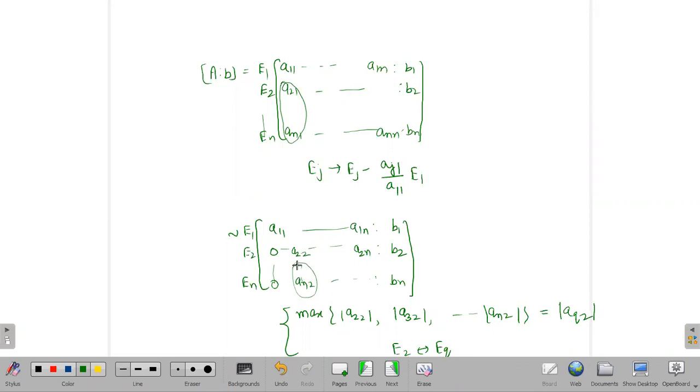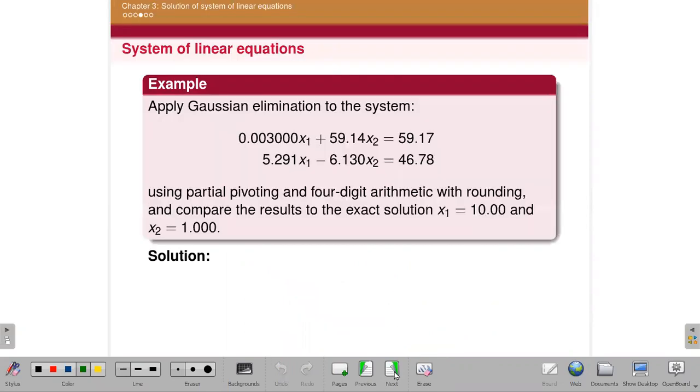Then after making these elements 0, again you take this element A33, and you have to make it largest. Then again you take the maximum of mod A33, mod A43 and so on up to AN3. So this procedure will continue with the process. So let us do one example of partial pivoting, then you will get it.